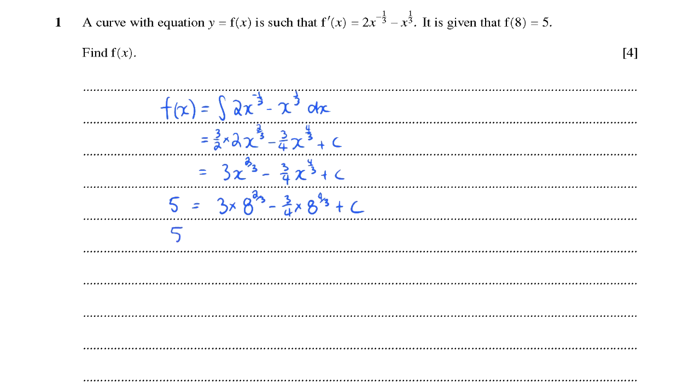So we have 5 is equal to, the cube root of 8 is 2, 2 squared is 4, and 4 threes are 12. So we'll have 12, and we're going to subtract. The cube root of 8 is again 2, 2 to the power of 4 is 16, so we've got 3/4 of 16. 1/4 of 16 is 4, times 3, and you get 12. And of course we add c. Well, 12 minus 12 is 0, and so that tells us c is equal to 5. So we've found the function.